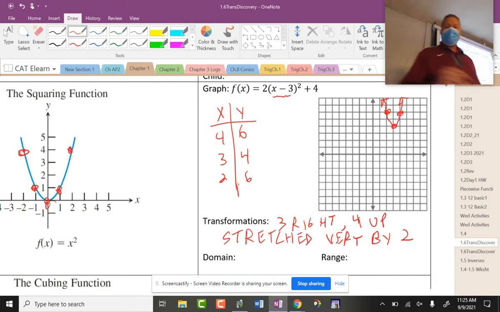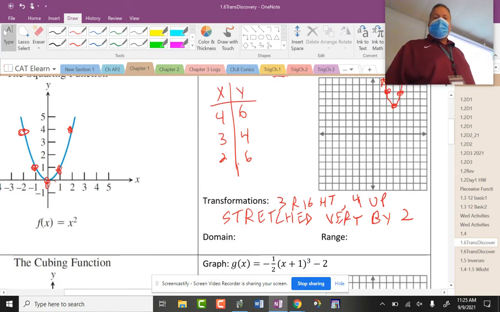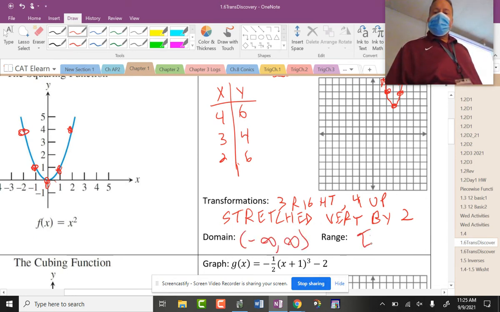compared to the original. All right, Dylan, I only asked you one question, so I'll ask you two more. What's the domain? All real numbers. And then what's the range? Bracket 4, infinity. Awesome. And then I can move on.